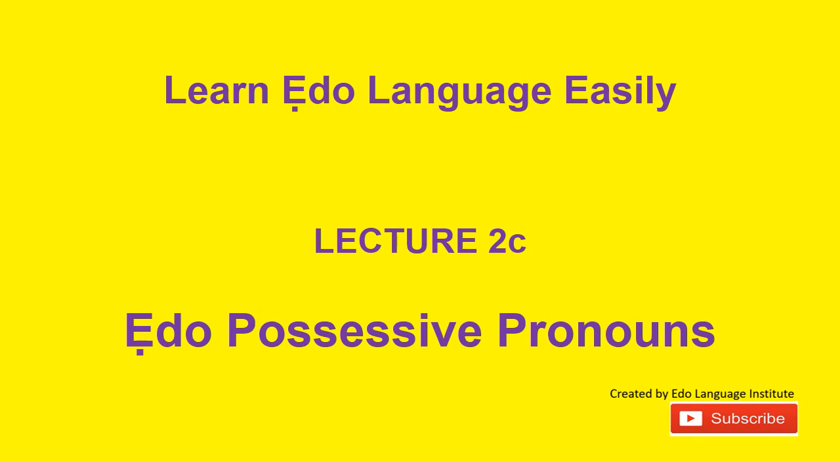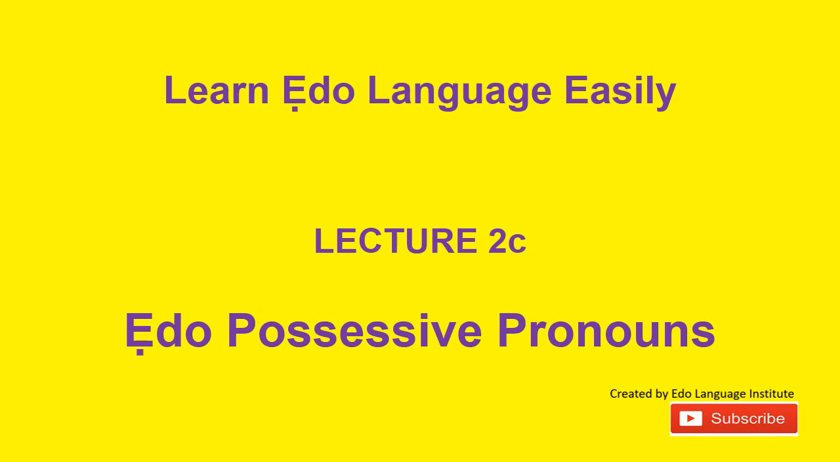So today's lecture is about the Edo possessive pronoun. For those of you that have watched my previous videos, you know that this is a three-part series in which I talk about the pronouns. The first lecture, lecture 2A, was about the subject pronouns. The second lecture, lecture 2B, was about the object pronouns, and this one, the final one in this series, is going to be about the possessive pronouns. So let's move on.